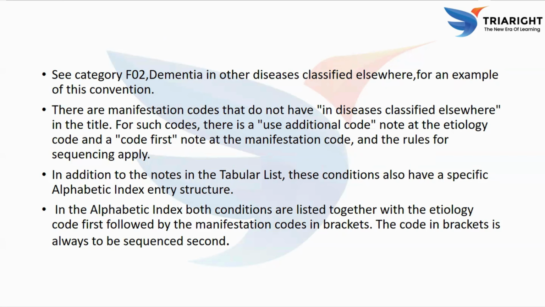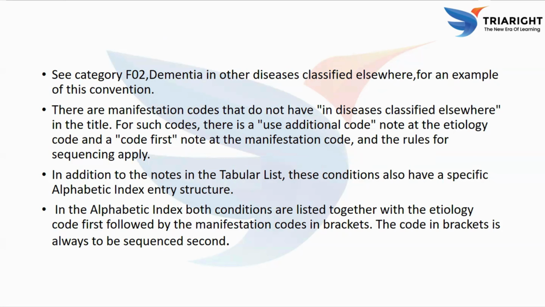When the title doesn't say in diseases classified elsewhere, some manifestation codes don't include the words in diseases classified elsewhere, but the same rule still applies. You will see a use additional code note beside the etiology, and code first beside the manifestation code. So always list the cause first, then the result.